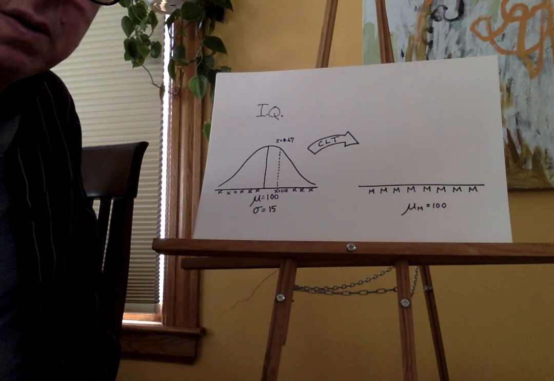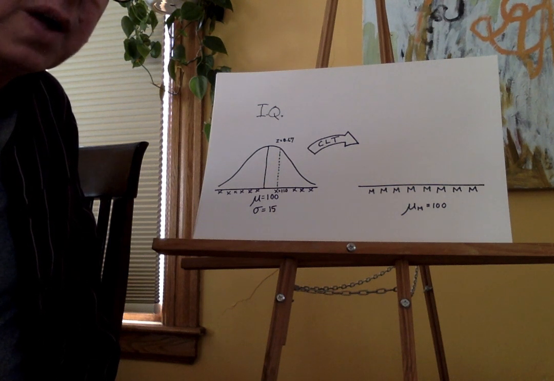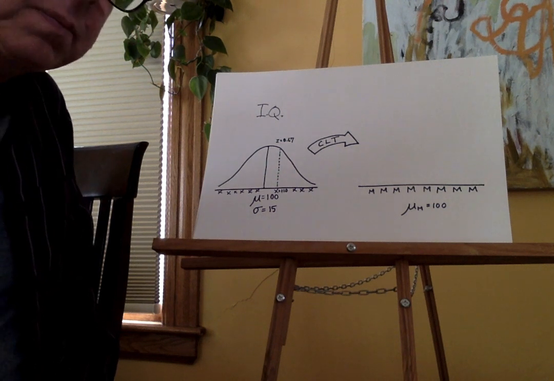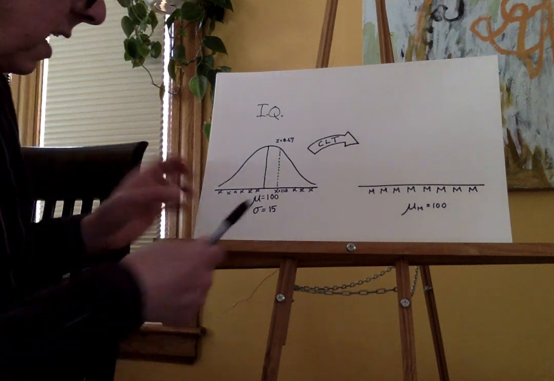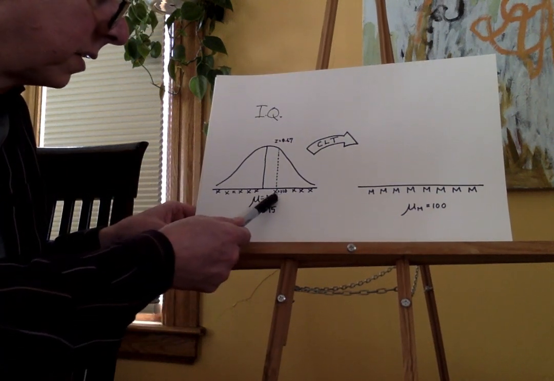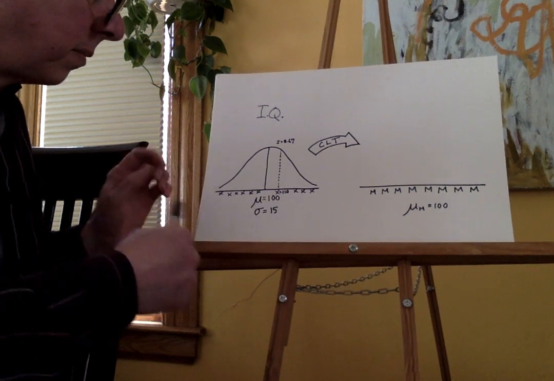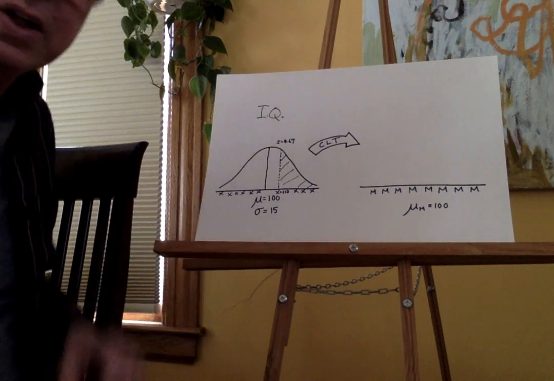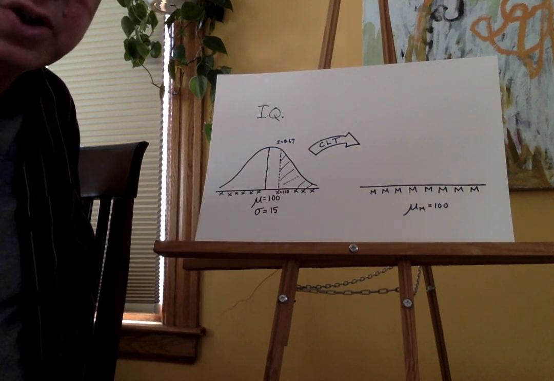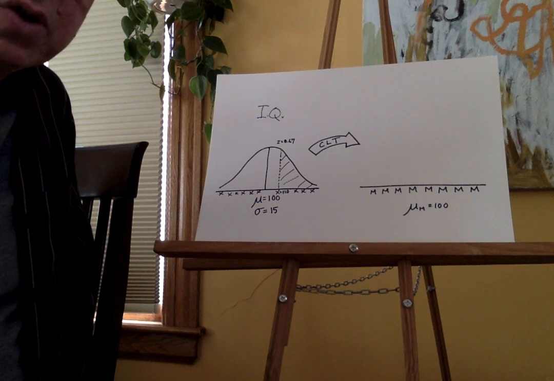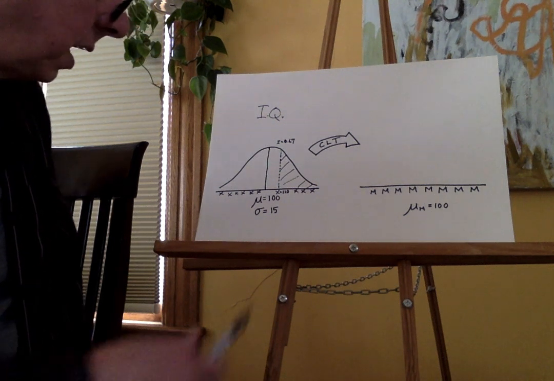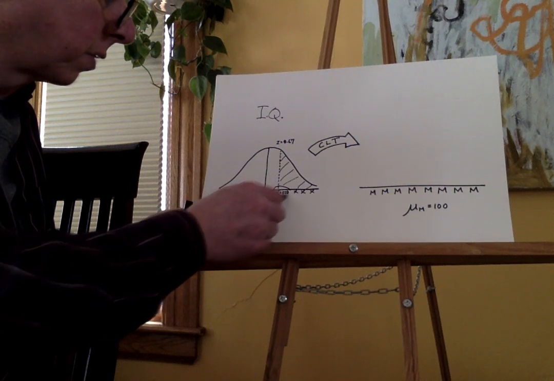I'm going to ask a question like, what percentage of the population has an IQ score above 110? So I've made the 110 right here. And the question I'm asking is, how many people, or what percentage of the population, is in this shaded area? So you should remember, I hope, that we can get that by using the z-score table. And so here's our individual score of 100.